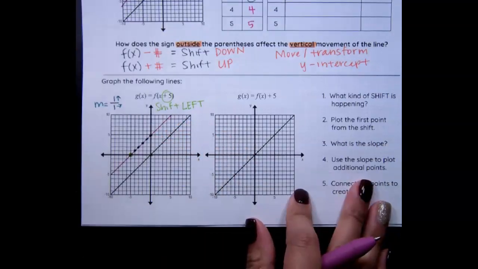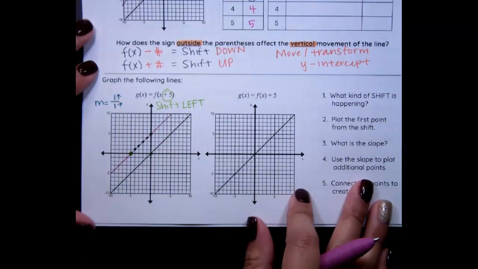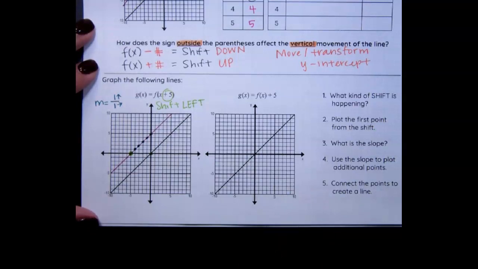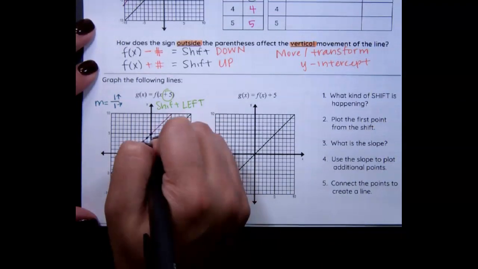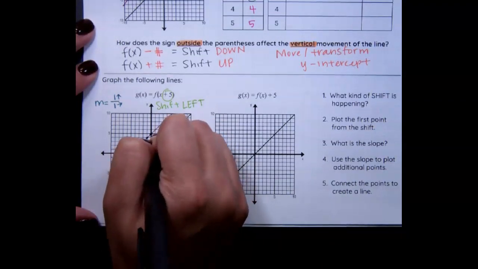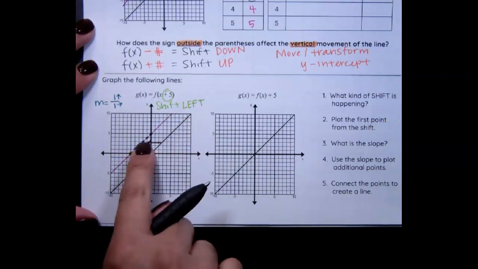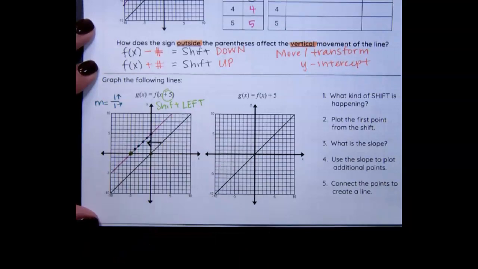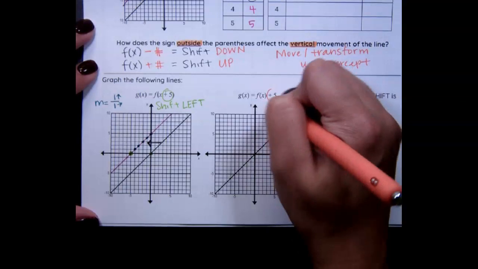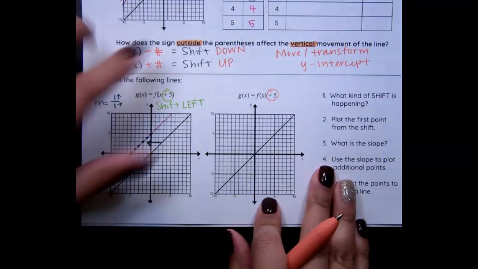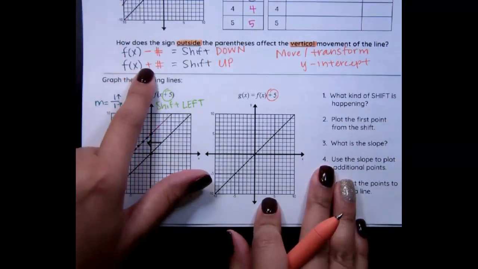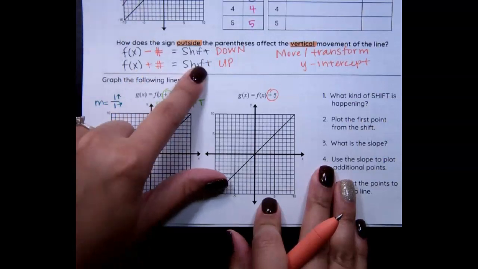Okay. Now, I need to draw an arrow to show what kind of shift it was. Well, if this was a shift left, then I just draw an arrow pointing from the parent function over left to my new function because that was a shift left. Well, this next example, I have plus 5 on the outside, and that's the ones we just did up here. So if I plus a number on the outside, that is going to be a shift up.